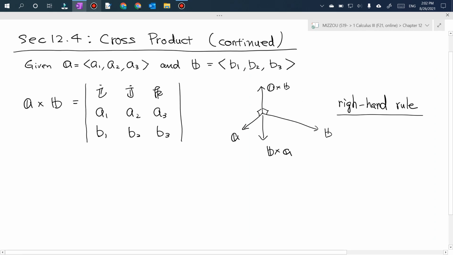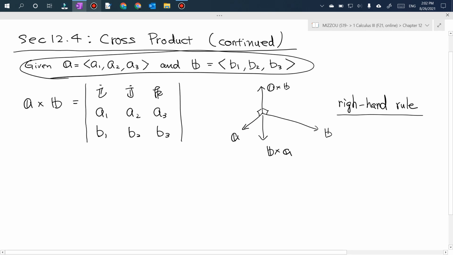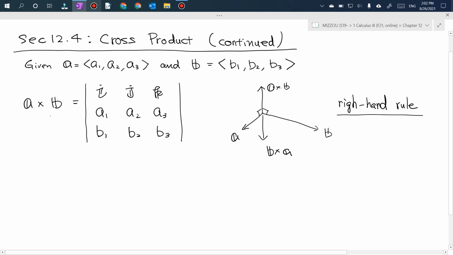This is the second video on section 12.4, which is about cross product. Let's briefly remember the concept. Given two vectors in R3, say vector A and vector B, the cross product is computed in this way. That's how we did it in the previous video. And then A cross B is a vector.